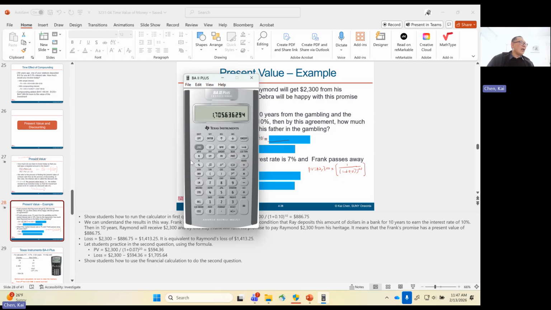Now we're going to input the information that we know. What is N? Of course, N is 20, right? In the second question, N is 20 years. And what is I/Y? I/Y is 7. Okay, 7%. Be careful because we're using a financial calculator, and the input of the rate of return or interest rate should be in percentage. So that is 7.